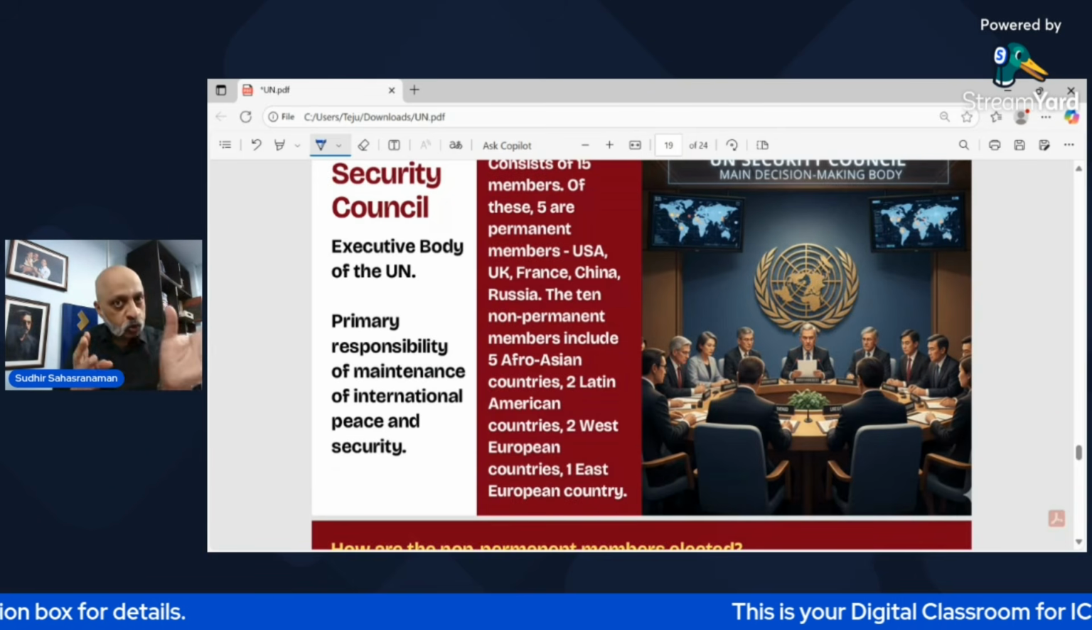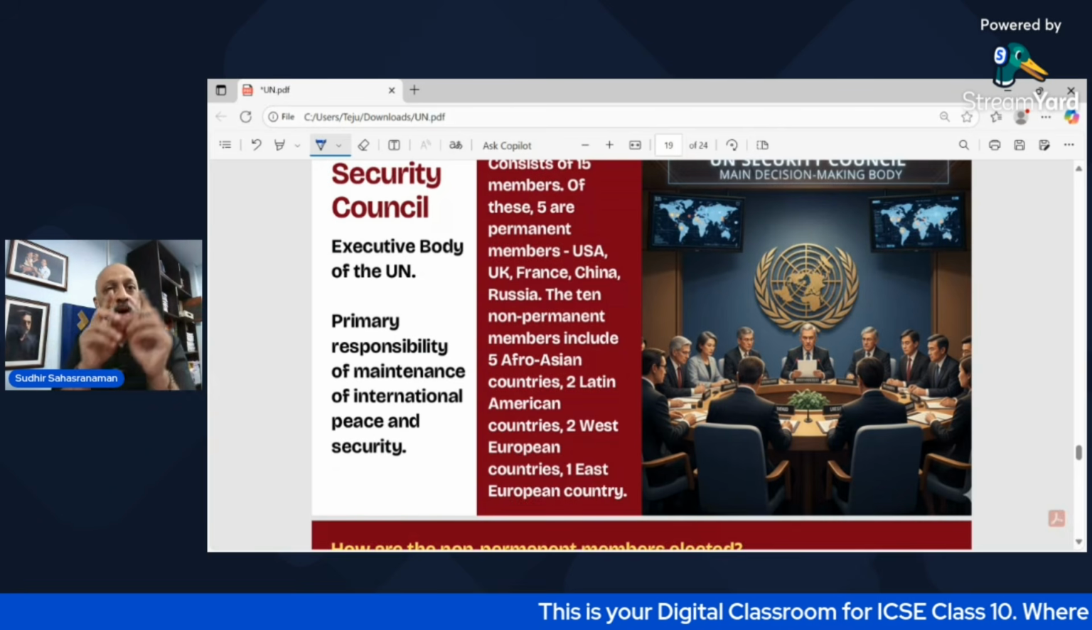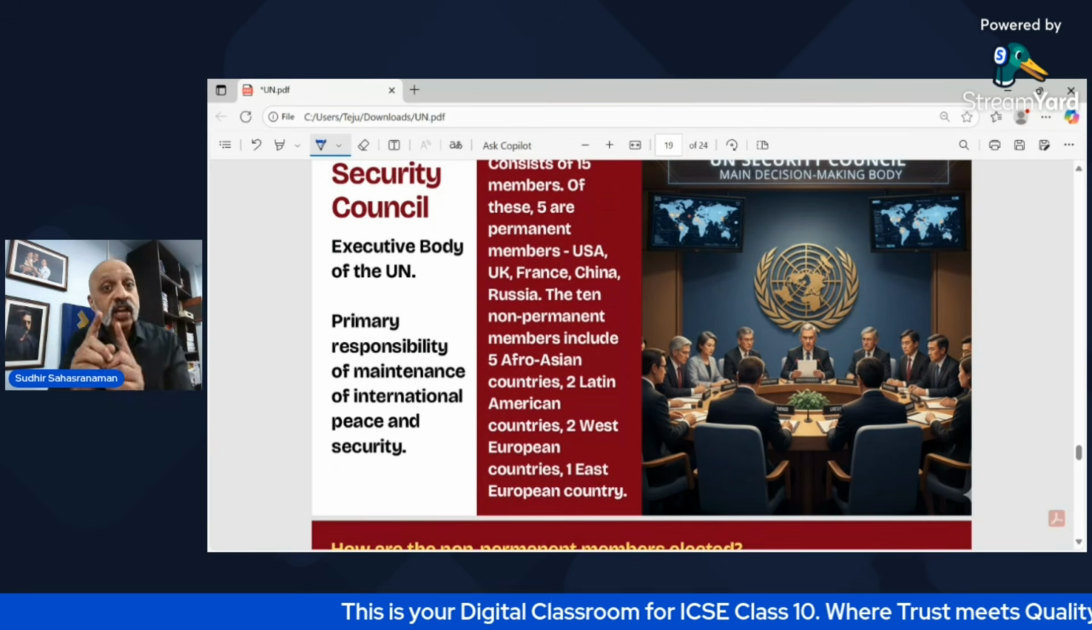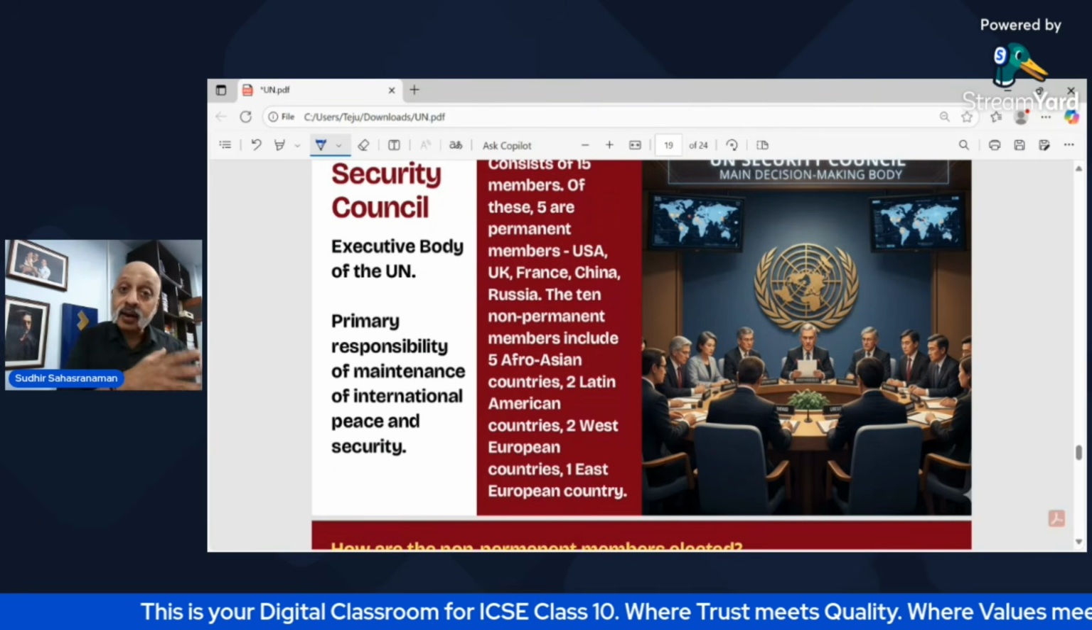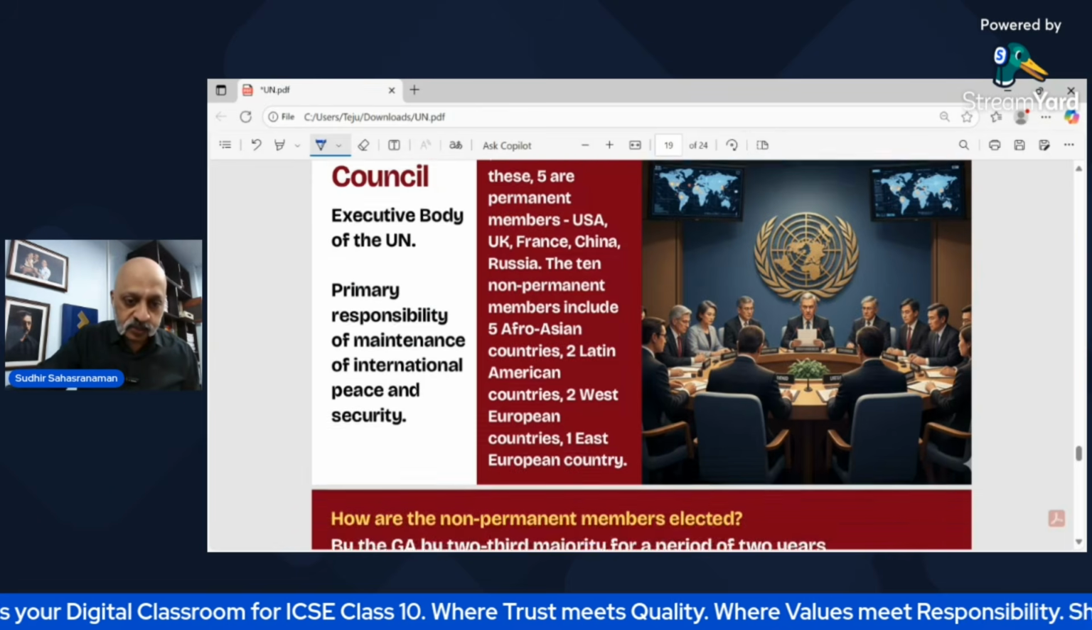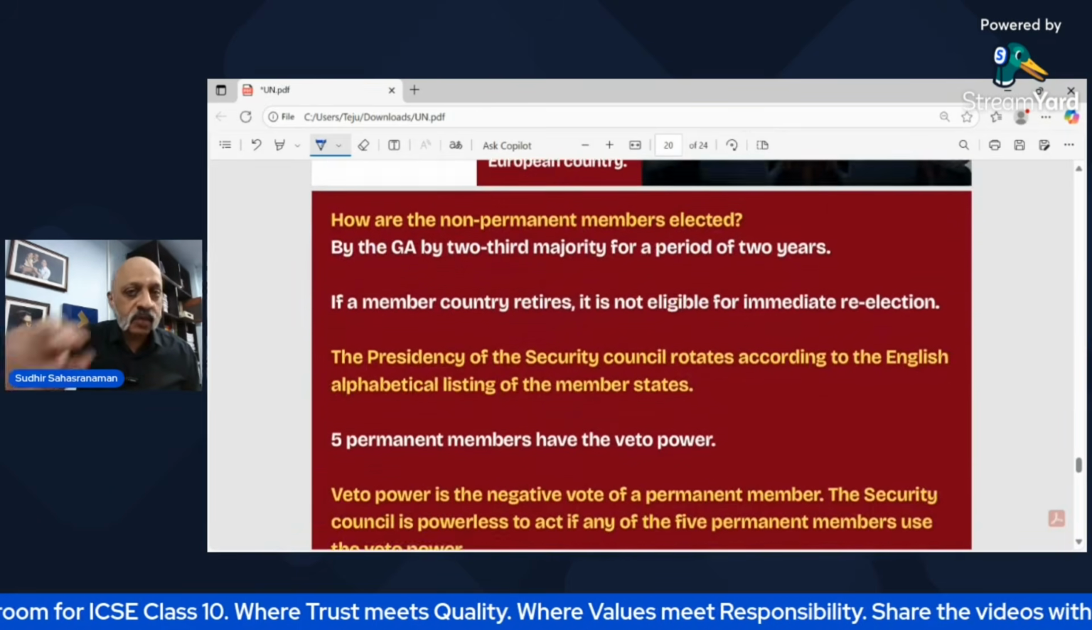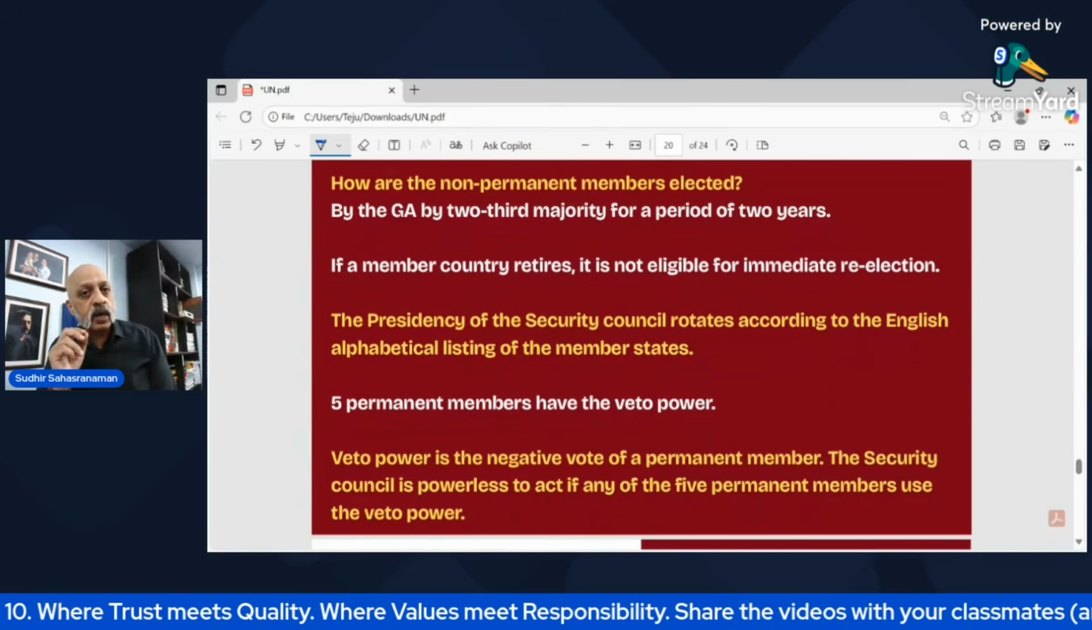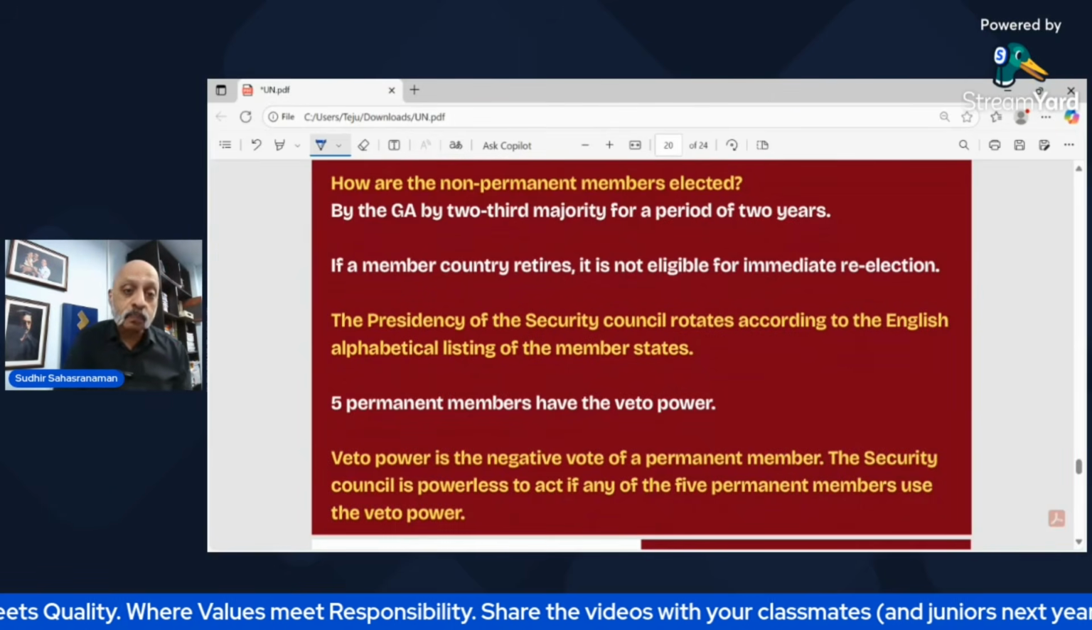So 3 from Europe, 2 from West Europe, 1 from East Europe, 5 from Africa and Asia combined, and 2 from Latin American countries. Now, this is something which you need to know. How are the non-permanent members? How would you decide which are these 10 non-permanent members?